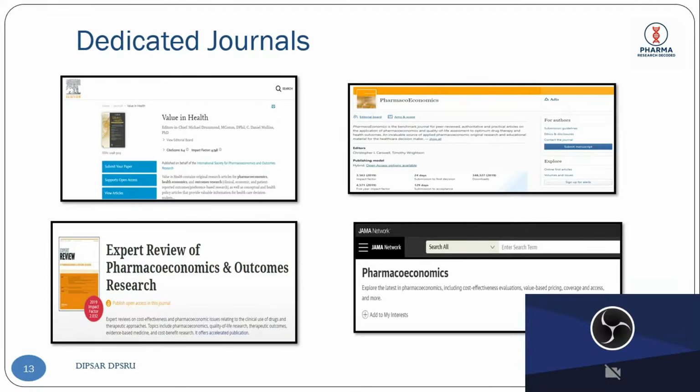Value in Health is run by ISPOR, the International Society for Pharmacoeconomics and Outcomes Research. It is a dedicated journal for pharmacoeconomics. Another journal from Taylor and Francis is Expert Review of Pharmacoeconomics and Outcomes Research. JAMA also has a separate dedicated page for pharmacoeconomics. NEJM is also publishing articles with respect to pharmacoeconomics, right? The Lancet is also doing that. So depending upon your interest, you can pick up and do these analyses, and you can publish in a high impact journal as well, right?